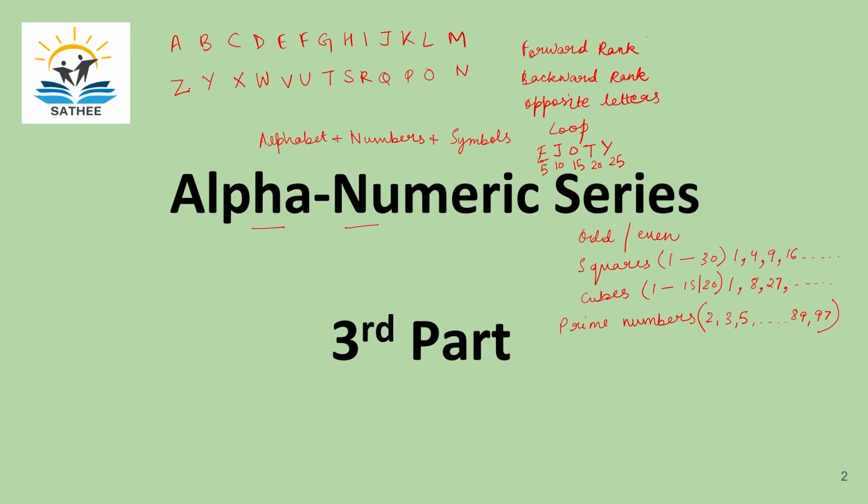So this is a concept of opposite letters, right? A is opposite to Z, B is opposite to Y, C is opposite to X. I told you this up till M is opposite to N, right? Forward rank means that we have assigned them number in increasing order. So 1, 2, 3, 4, 5, 6, 7, 8, 9, 10, 11, 12, 13, 14, 15, 16, 17, 18, 19, 20, 21, so on till 26.